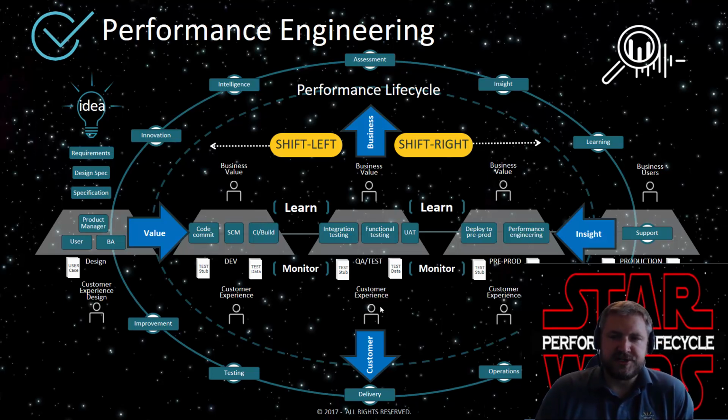So you see some of the key traits that go around innovation, intelligence, assessment, insight, learning, support, delivery, testing, improvement, operations. And these are all continuously iterative activities that are not restricted to a single component. Therefore, when an application is deployed into production, that's not where it goes to die. You have to be continuously evolving. Therefore, you need to be learning and measuring and monitoring.